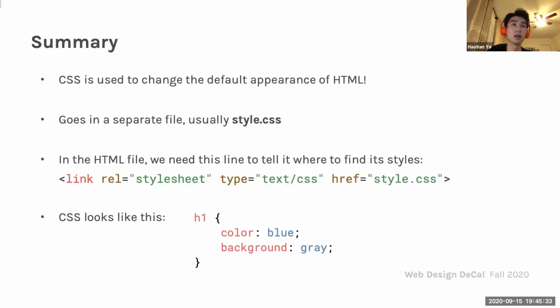Cool. So for summary, CSS makes everything pizzazzy, it makes everything fancy. And we taught you external CSS, which goes in a separate file. And this, again, is a command that you don't have to memorize. This is how we link it in HTML, which goes in the head tag. And then this is what a selector looks like.